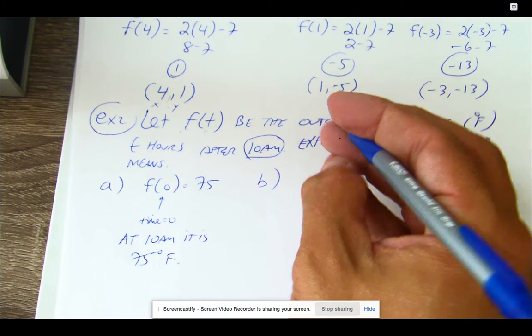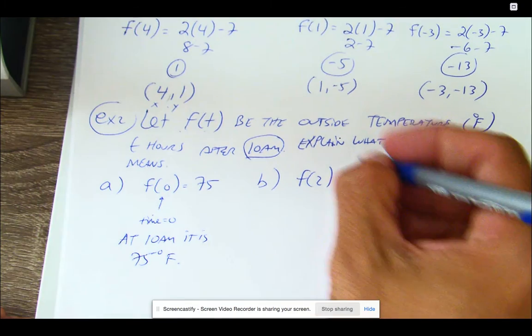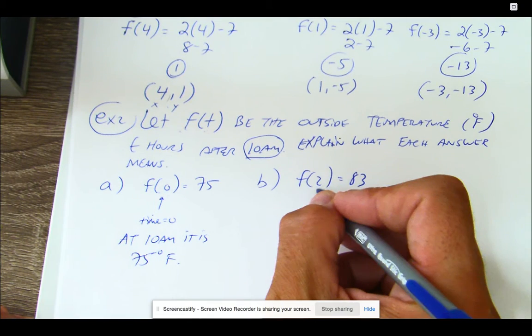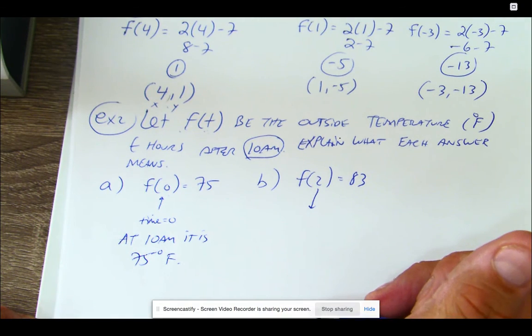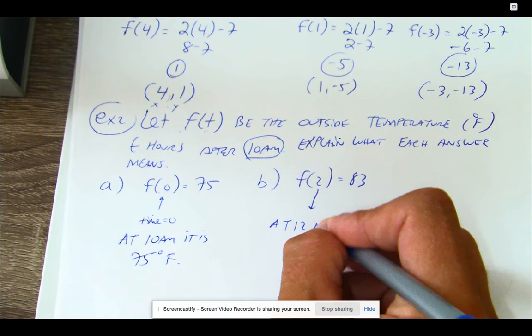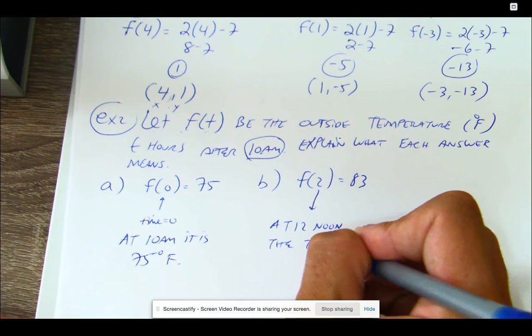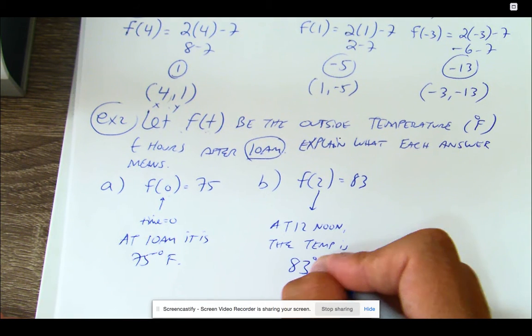Okay, now for part B, if I said f of 2 equals 83. Now, what does this mean? The 2 represents 2 hours after 10 a.m. So that means at 12 noon, the temperature is 83 degrees Fahrenheit.